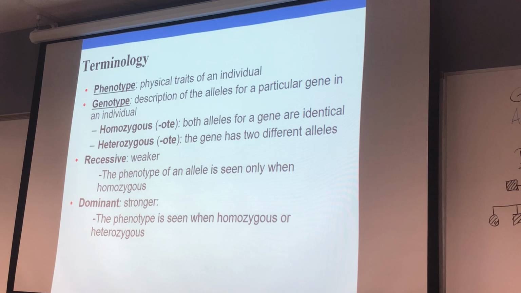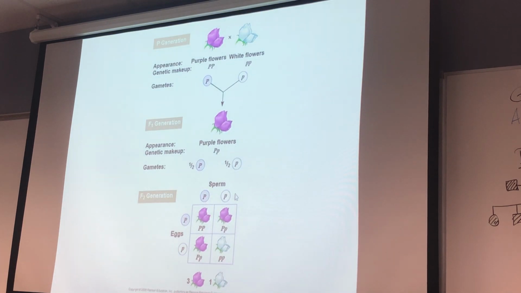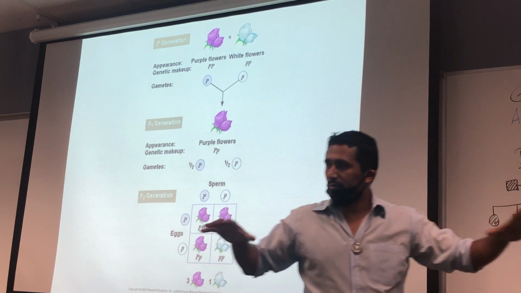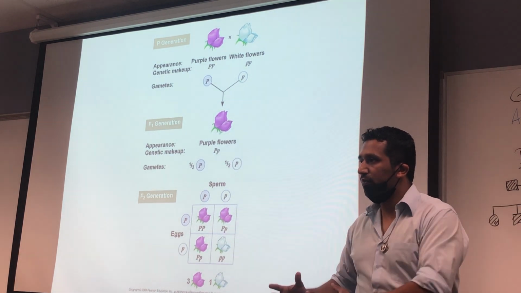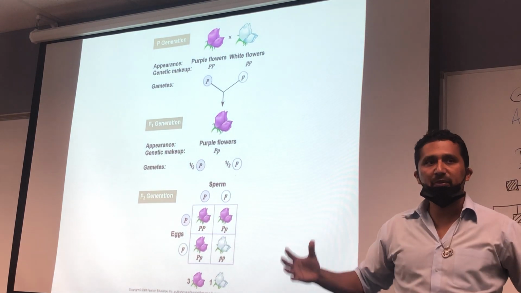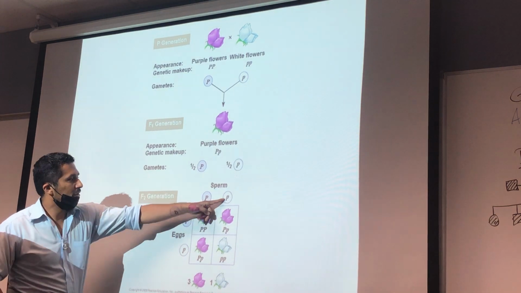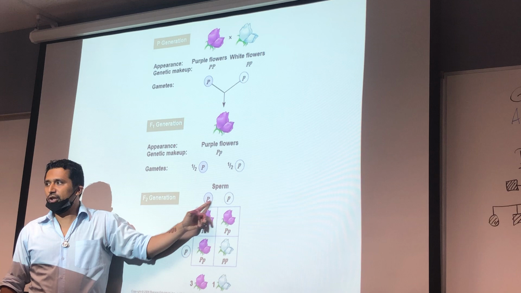Phenotype, those are the physical traits of the individual, the appearance, right? Genotype, that is the genetic makeup, the description of those alleles for those particular genes in the individual. So for example, right there, this is the gene. Here you have one allele, here you have one allele. Both of them make up the gene. In this case, you have this gene that is heterozygous.